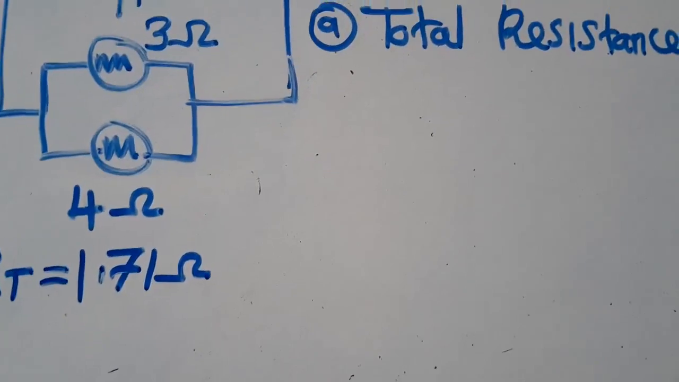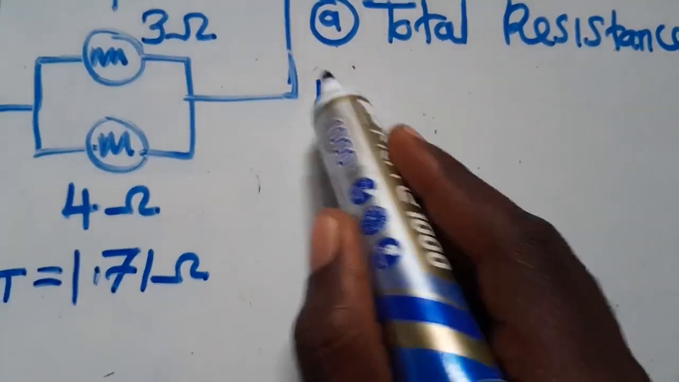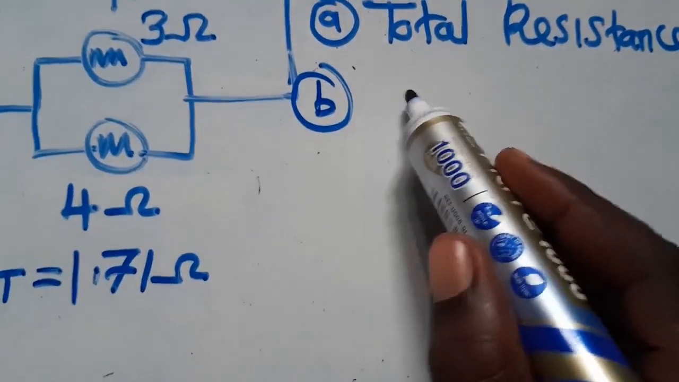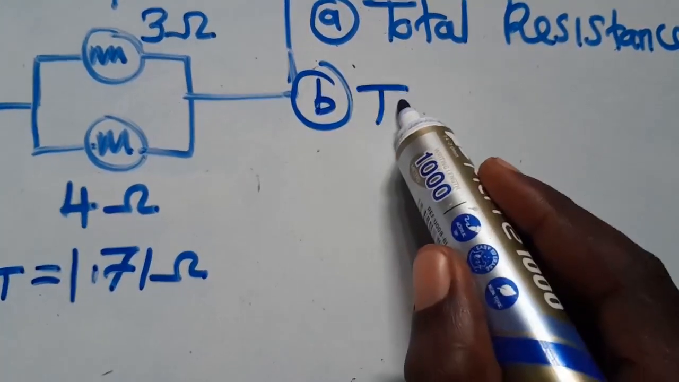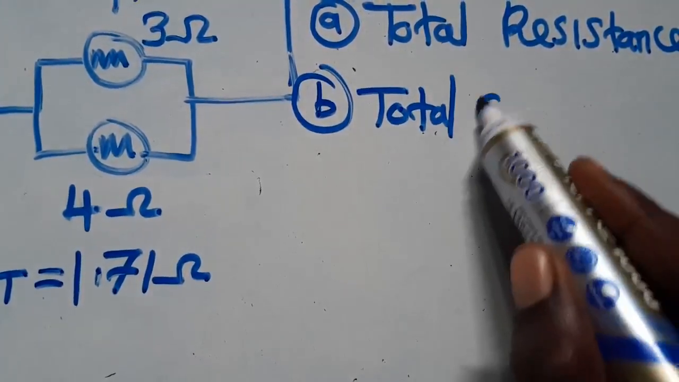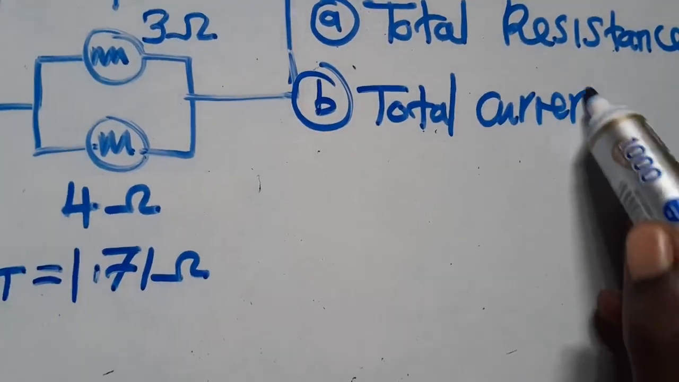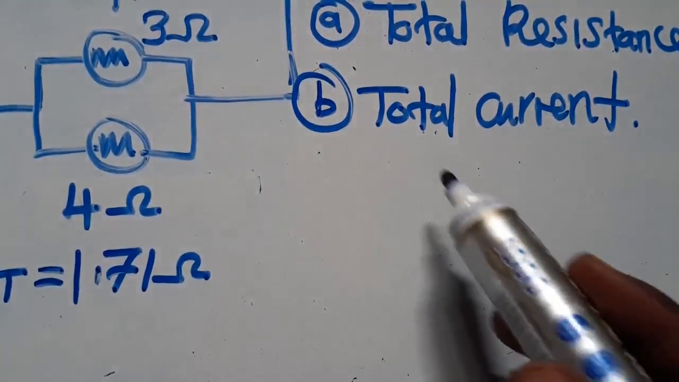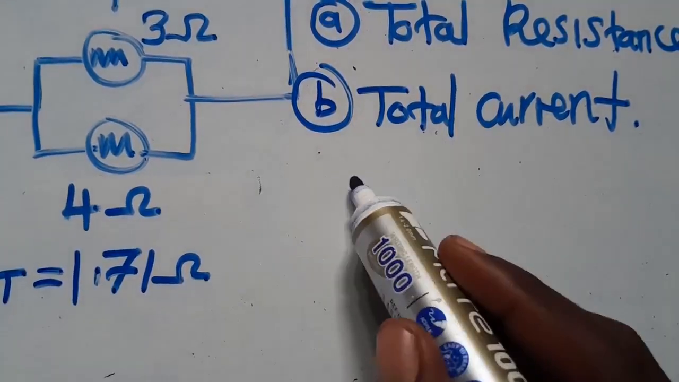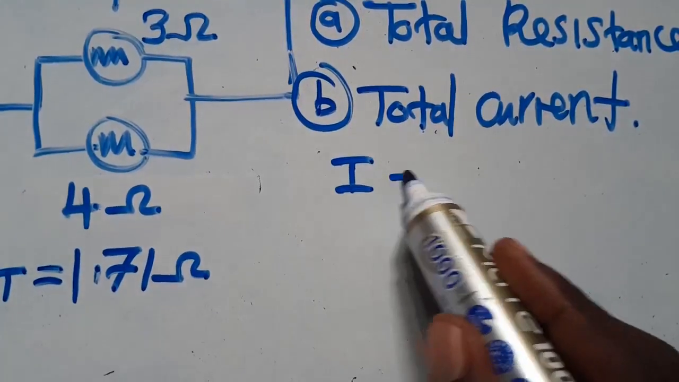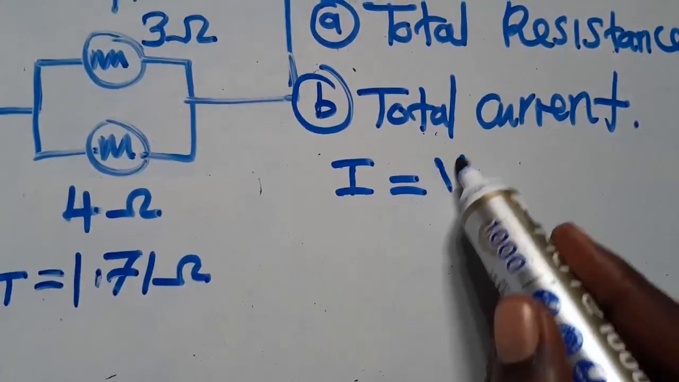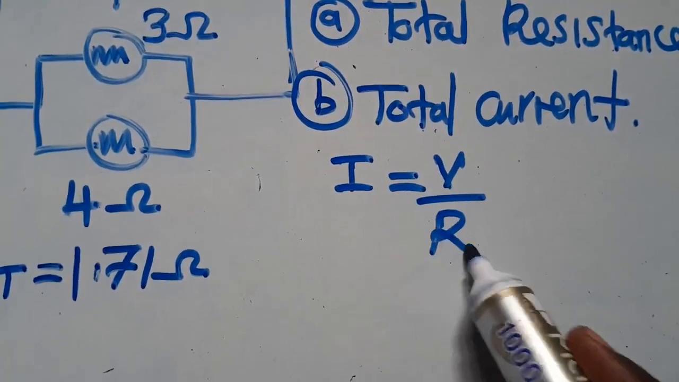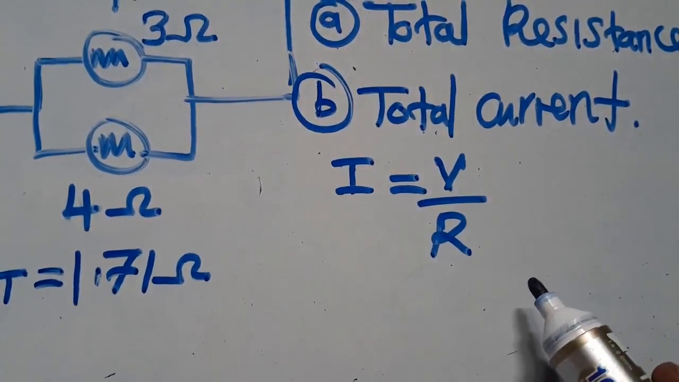The other question that we are given says calculate the total current. This is the current that is in the circuit. So what's the formula for current? Current is equal to voltage over total resistance. This is the formula for current.